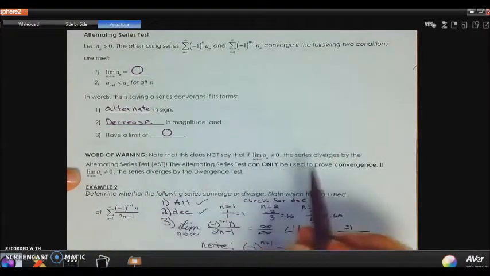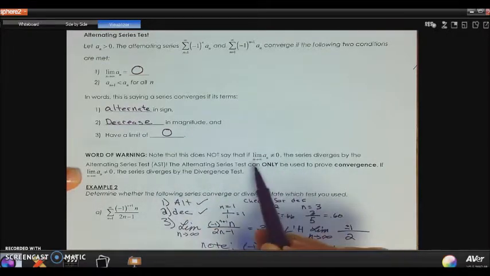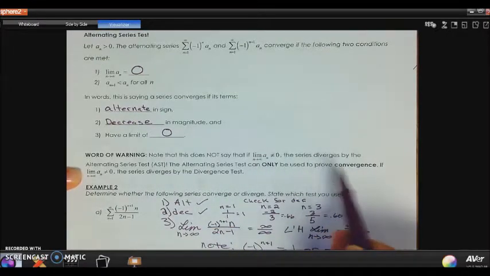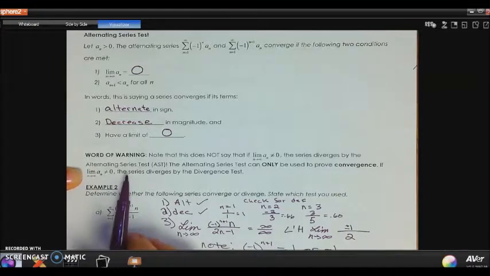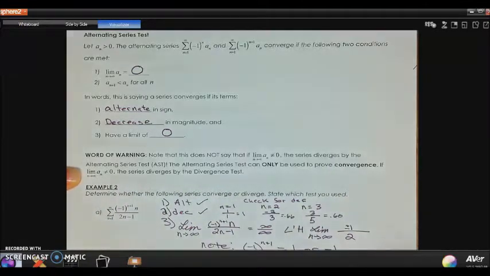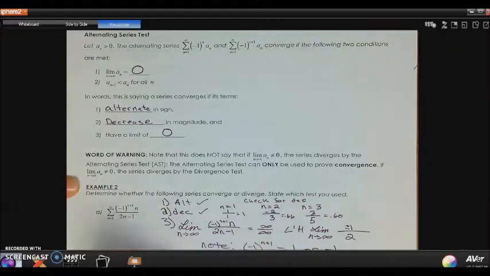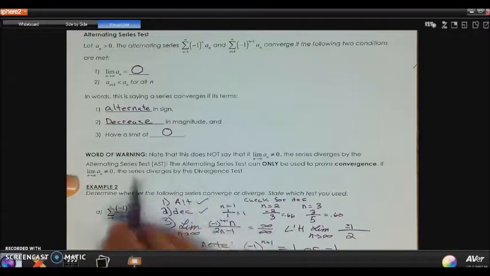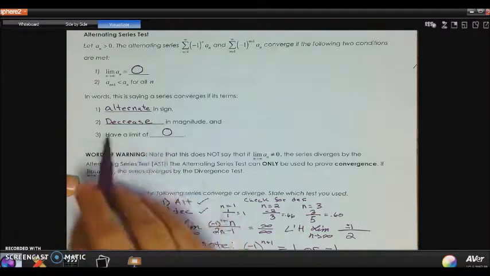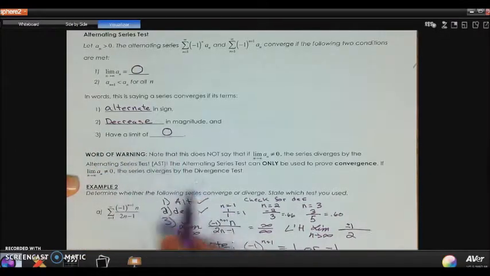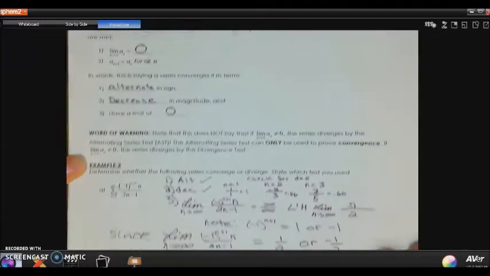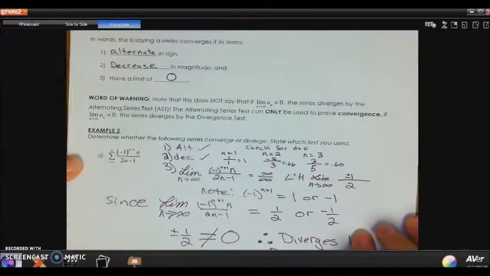Otherwise it would just be inconclusive. Note that you can't conclude that it diverges by the alternating series test. The alternating series test can only be used to prove convergence. If the limit does not equal 0, then you'd say this diverges by the divergence test. And hopefully you might even check this condition first, because then you'd be done. So we have that going.